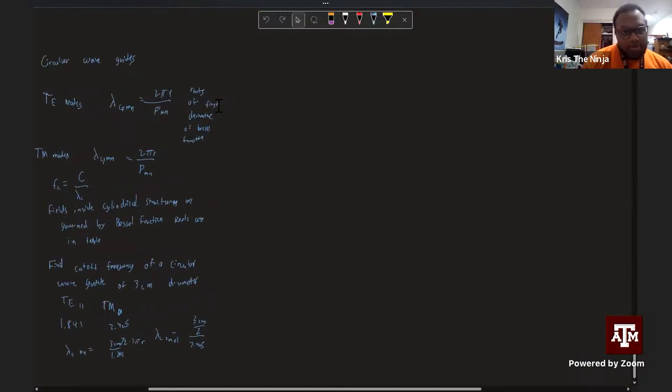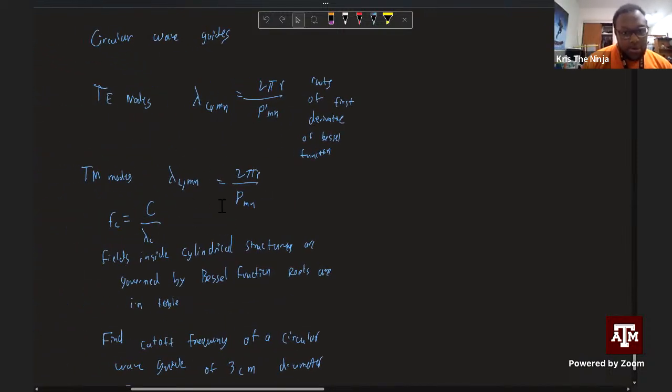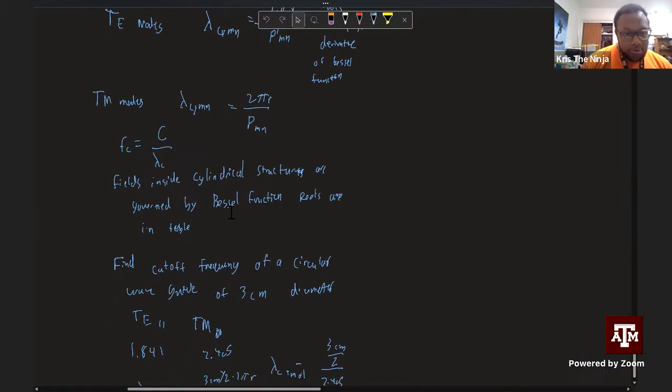Let me zoom in for y'all. So for TE modes and TM modes, it's different. The fields inside the cylindrical structures are governed by Bessel functions.